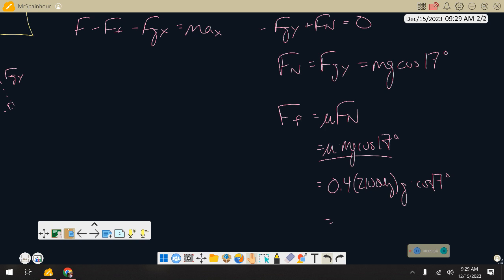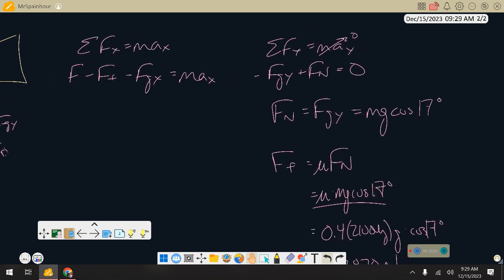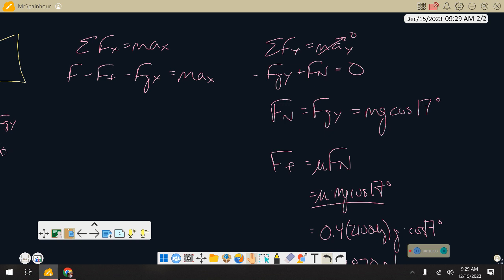So this, if you did it individually right over here, would be 19,680, but times 0.4, we get that friction is 7,872 newtons. Let's just go ahead and round to 3 sig figs, so 7,870. Now we can come back up here. Now that we know force friction, we can just do some basic algebra here.